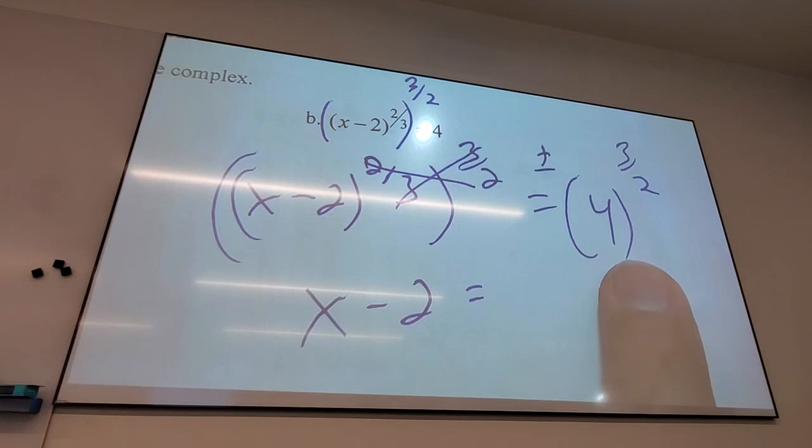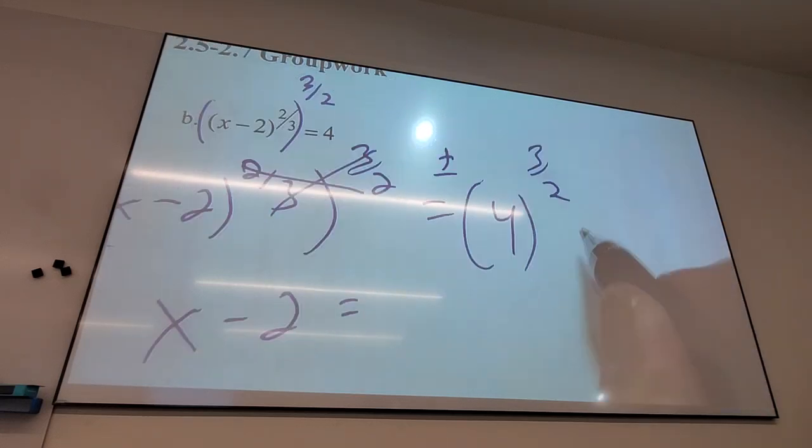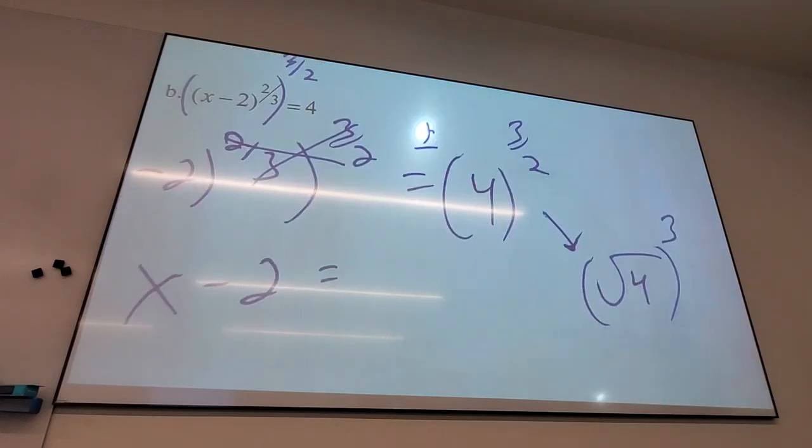Now, this side, what root am I taking? Square root of 4 is 2, and I'm going to raise that to the 3rd power, right? So the square root of 4 is 2, cubed is 8. So you can rewrite this as the square root of 4 to the 3rd power. The bottom is the root, the top is the power. So fractional power is really nice. Roots are on the bottom of plants, so the bottom is the root. Power is powerful, so it's on top.